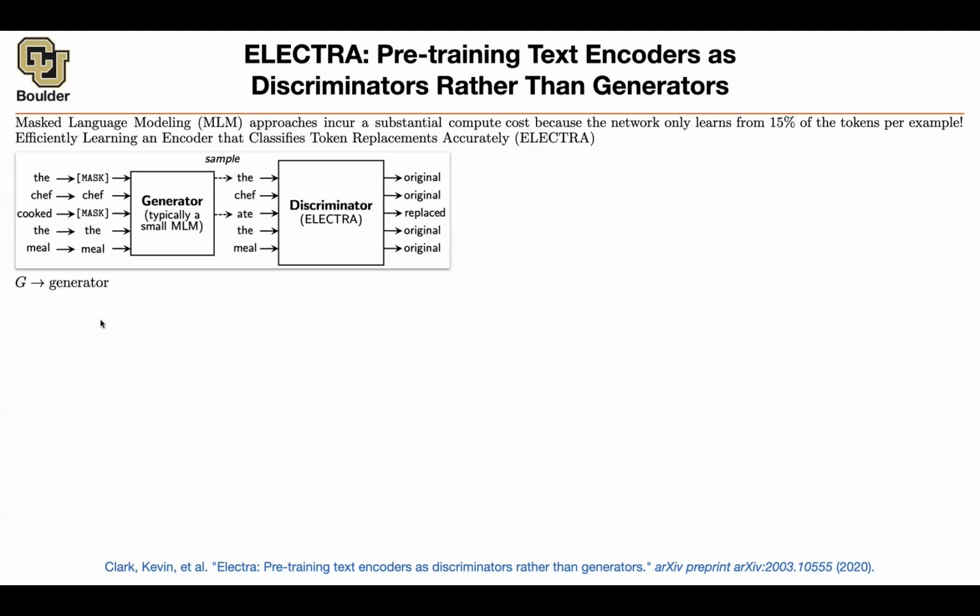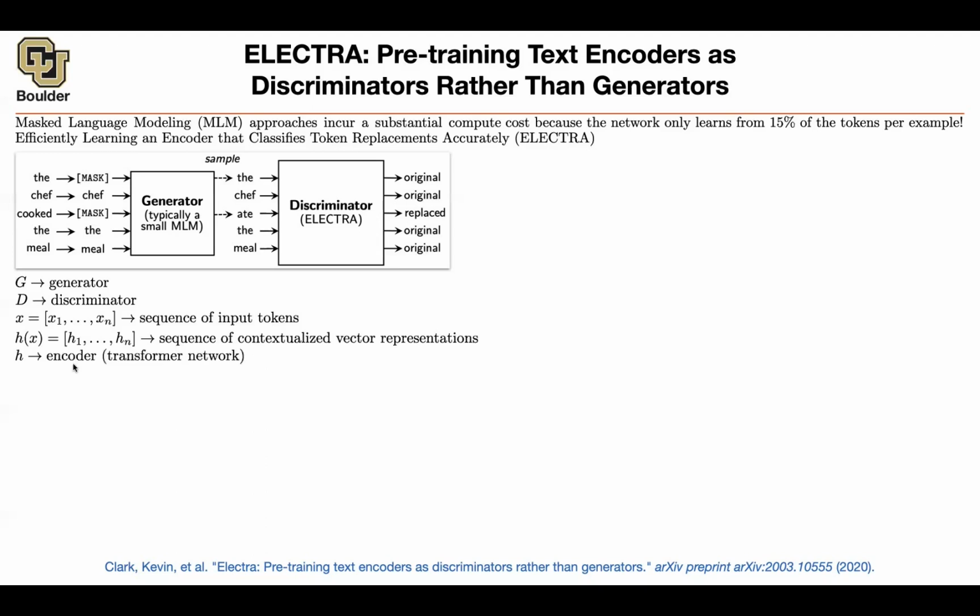Mathematically speaking, let's be more rigorous. You have G, your generator. You have a discriminator. You have an input sequence. In this case, the chef cooked the meal. You take your input sentence, and then you can pass it through your small BERT here, and it's going to give you a sequence of tokenized vector representations. And h is exactly this encoder here. That's your generator, or in particular, it's going to be h_G. A sentence goes in, a sequence of vectors is going to come out.